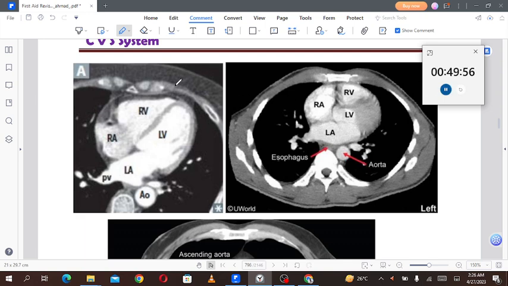So we have previously learned that the right ventricle is the most anterior structure. This is the sternum over here. So this is the most anterior structure, that is the right ventricle, and the most posterior structure is the left atrium.